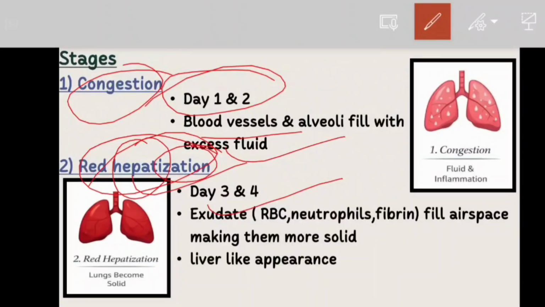So why? Because the alveoli become completely filled with red blood cells, neutrophils and fibrin, making the lungs more firm and solid. Okay. So instead of air, now the alveoli are packed with inflammatory cells. Since air is replaced by exudate, oxygen cannot enter properly. So that is why the patient develops severe breathlessness. The lungs become red, firm and liver-like, which explains the name red hepatization. Okay.